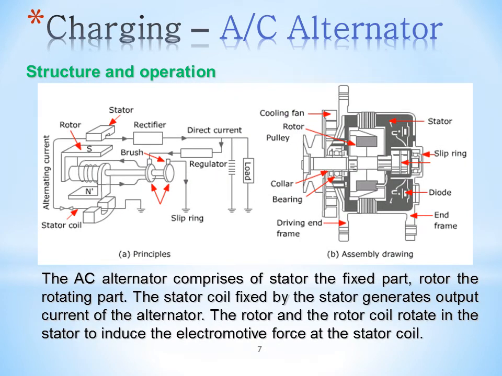Structure and operation. The AC alternator comprises a stator, the fixed part, and a rotor, the rotating part. The stator coil fixed in the stator generates the output current of the alternator. The rotor and the rotor coil rotate in the stator to induce the electromotive force at the stator coil.